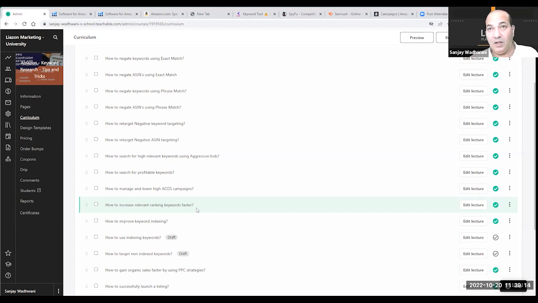If something is relevant to your product and you're organically ranking for it and you're indexing for it, how are you going to make it rank even faster? If it's already ranking, why do you need to re-rank it? You need to re-rank it because you want to get more profitable keywords from it. So we're going to teach you this. How to improve keyword indexing, okay?